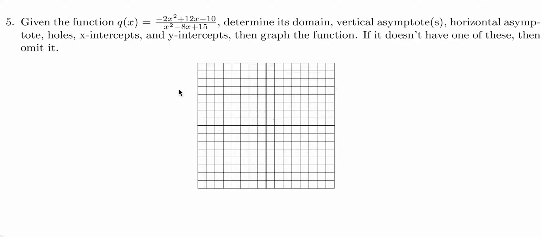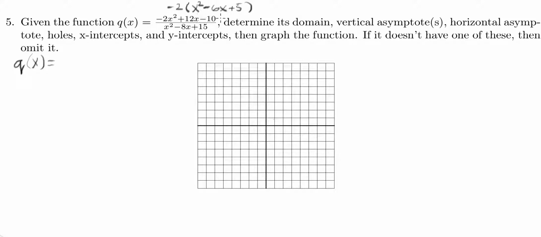All right, so the first thing you're going to want to do is determine the domain. To do that, we're going to take the function and we're going to factor the top and the bottom. So I'm going to rewrite the function. q of x equals, and we're just going to factor. So I'm going to pull out the negative 2. I'll do that up here so I can write it down a little bit nicer. So we got negative 2 and then x squared minus 6x plus 5. So we're going to factor out like that.